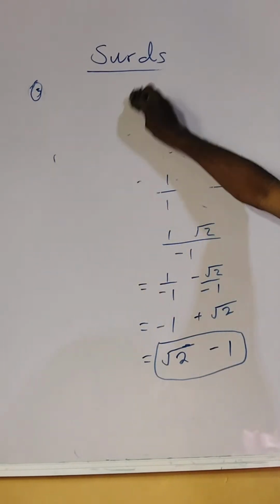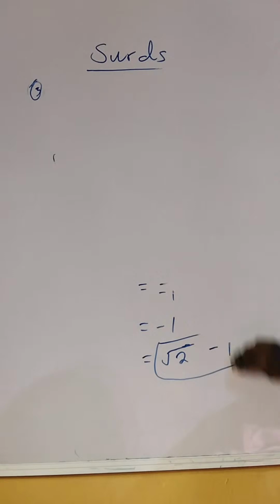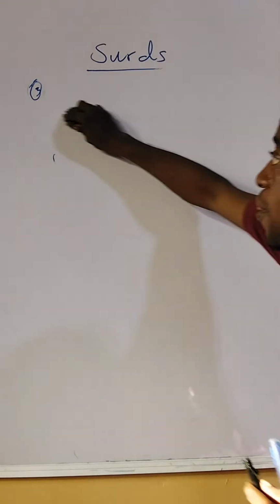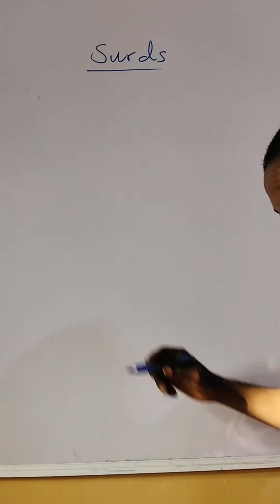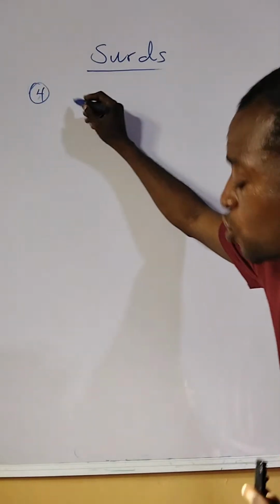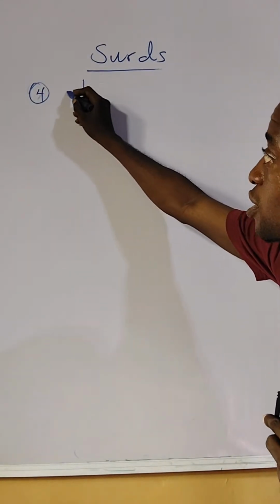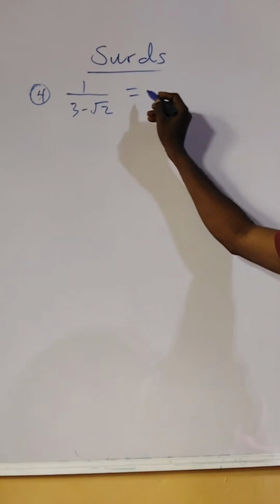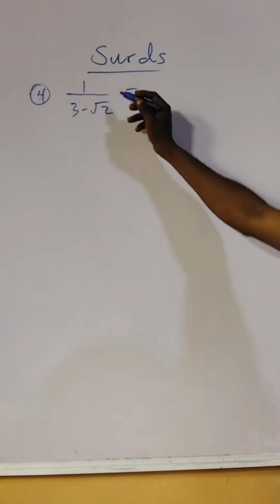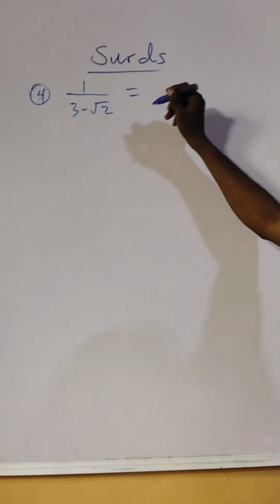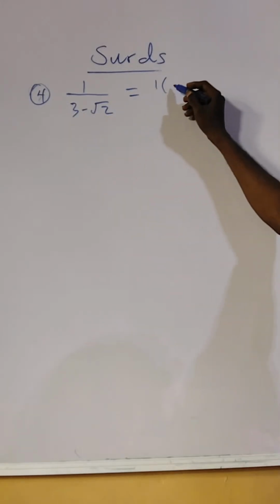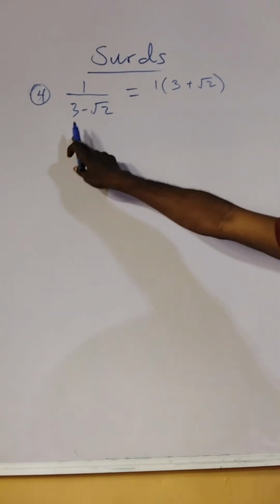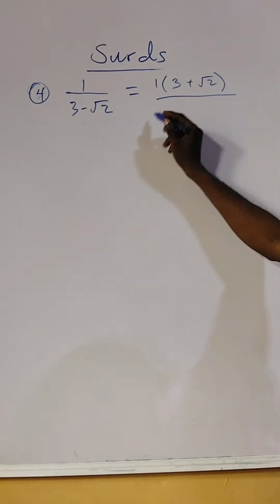Now let's look at another one, which is number 4 here. Also a simple, interesting one. 1 divided by 3 minus root 2. Now, when we simplify, we multiply the numerator and denominator by the conjugate surd of the denominator. That is, this becomes 1 times 3 plus root 2. 3 plus root 2 here is the conjugate surd. So we multiply the denominator by the same conjugate.